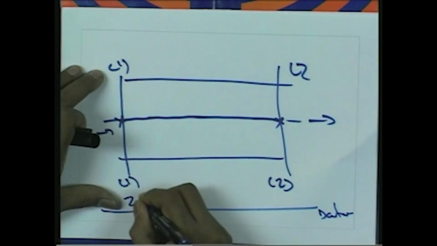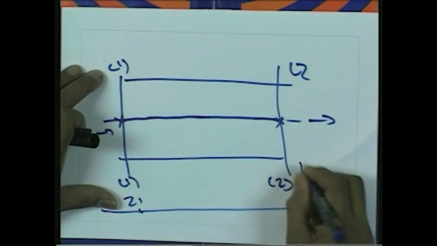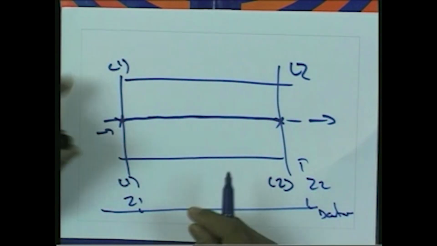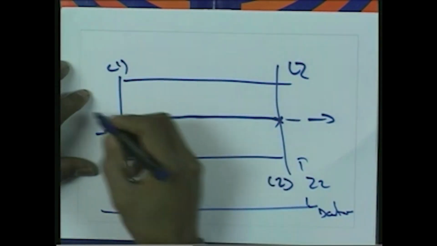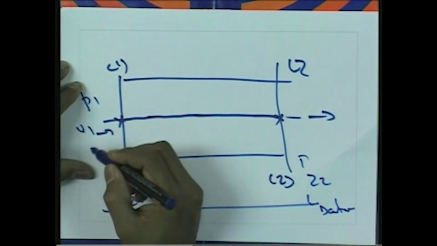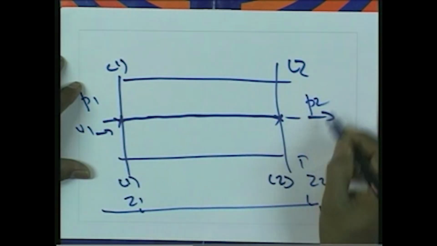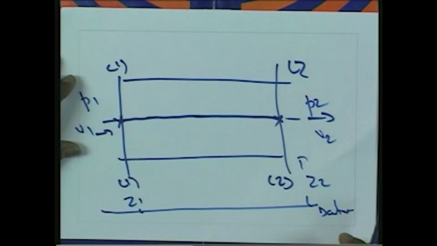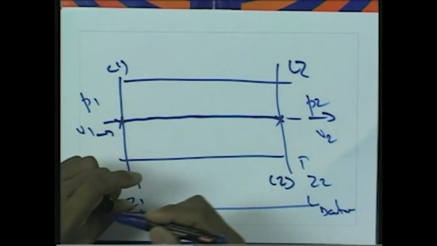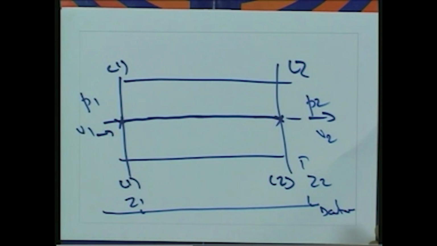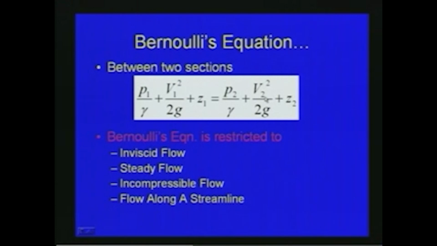Here Z1 is the position head, and this is Z2, the position head. With respect to Bernoulli's equation, p1 is the pressure and V1 is the velocity at section 1, and p2 is the pressure and V2 is the velocity at section 2. So finally the equation becomes p1/γ plus V1²/2g plus Z1 is equal to p2/γ plus V2²/2g plus Z2, where γ is the specific weight of the liquid. This is the general equation when we consider between two sections.